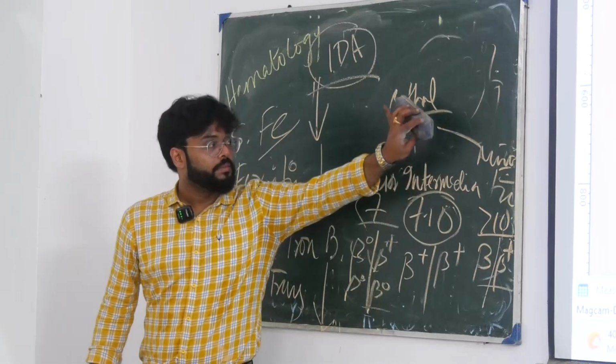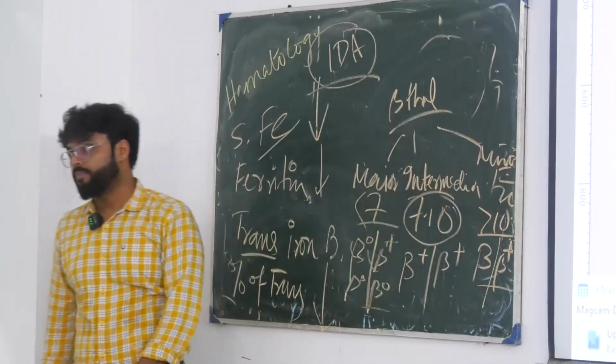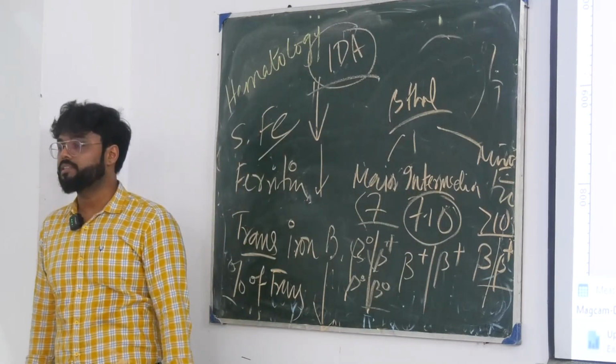This beta thalassemia minor should be differentiated from iron deficiency anemia.